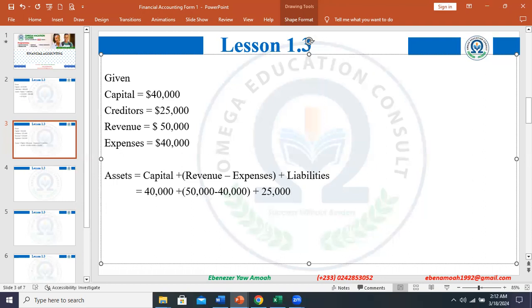So what we are basically doing is that we are looking at the profit the business made by way of comparing the revenue to the expenses. And in this case, I think the business is making a profit of 10,000, because revenue is 50,000 and expenses are 40,000. And I told you that profits increase the capital. So this profit of 10,000 would increase the capital from 40,000 to 50,000. Added to the liabilities, we are going to have total asset to be equal to $75,000.